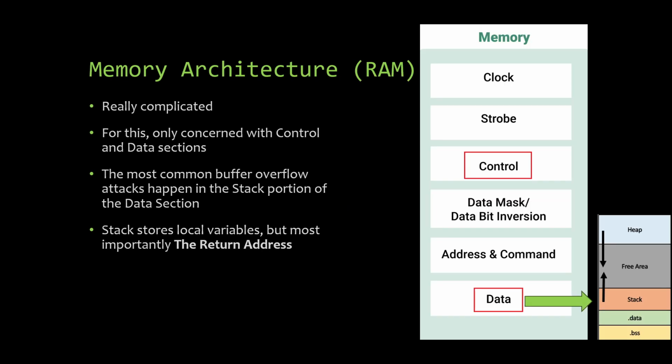We also need to talk about the memory architecture for RAM. Now, it's really complicated, and for this we only care about the control and data sections. The control section is where all of those instruction sets that get sent to the CPU are stored. They're pretty hard to change from outside the computer. We also care about the data, namely the stack section. The stack stores local variables and, more importantly, that return address we just talked about. The stack is where most buffer overflow attacks happen.